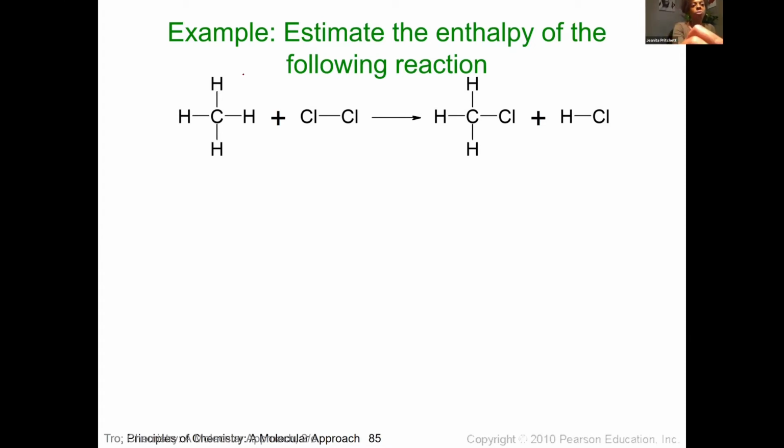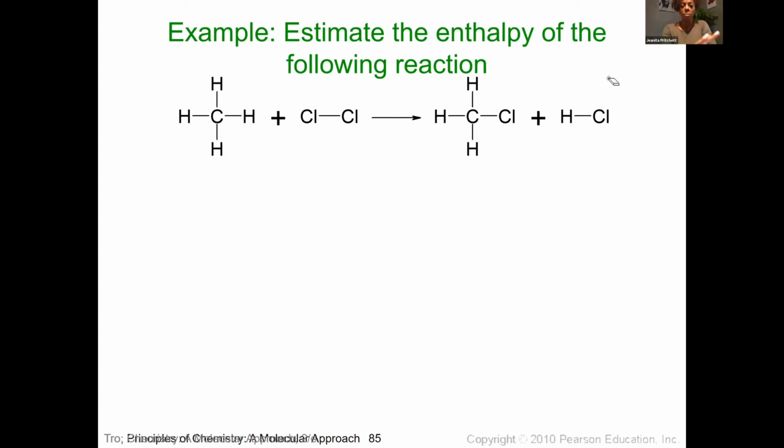Remember, this problem could have been given to you as CH4 plus Cl2 creates CH3Cl plus HCl. And if it is given to you in that manner, the first thing you're going to want to make sure you do is actually write the Lewis structure. Why? The Lewis structure shows me the bonds that are being broken or made. And so you can see that here.